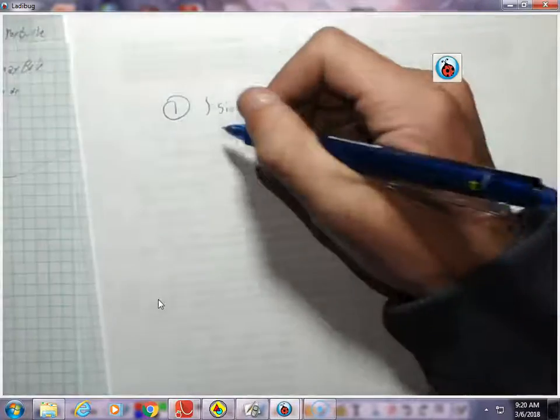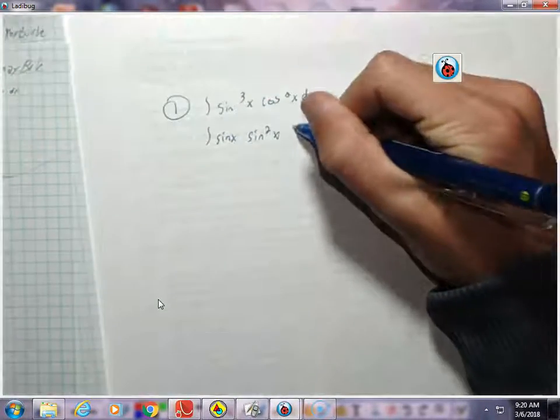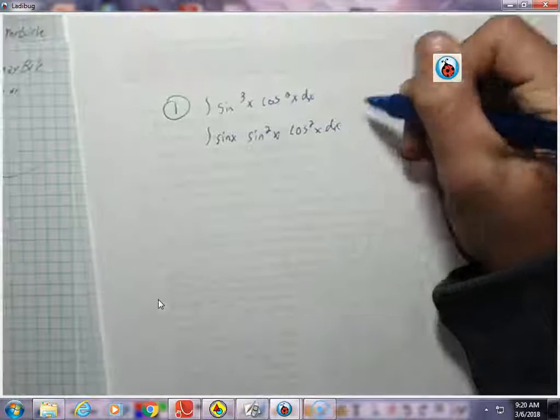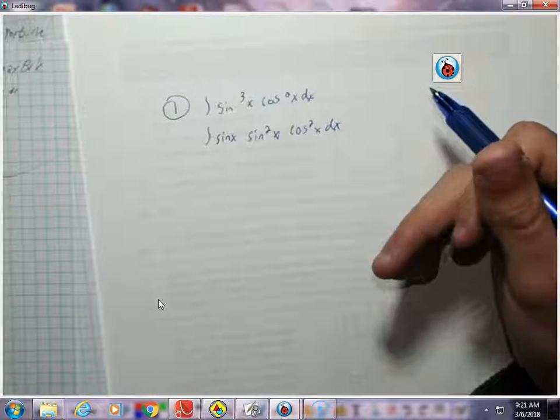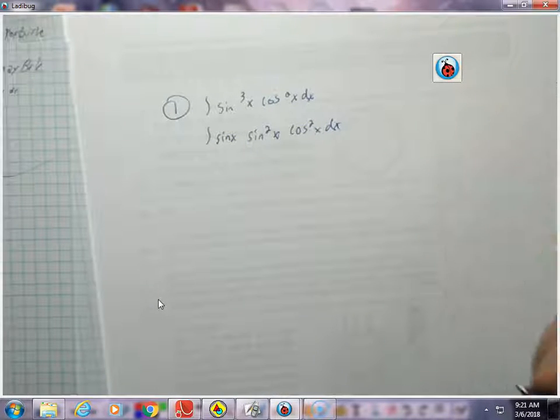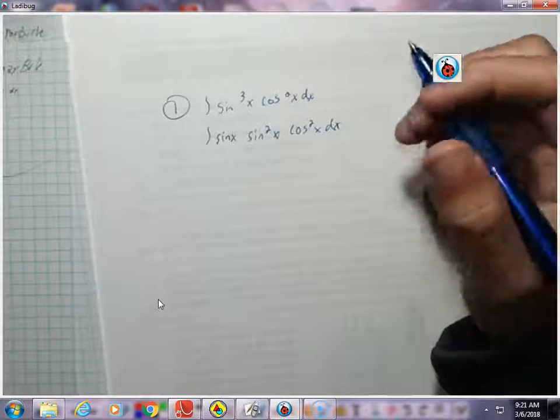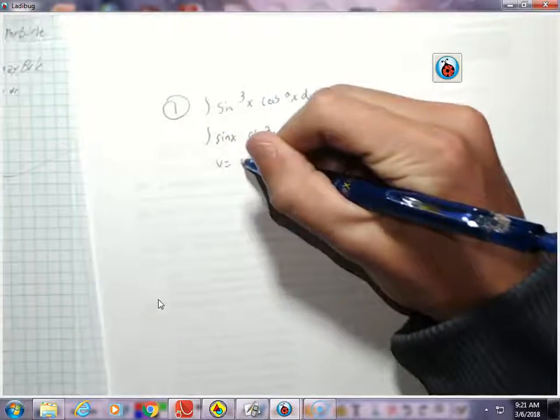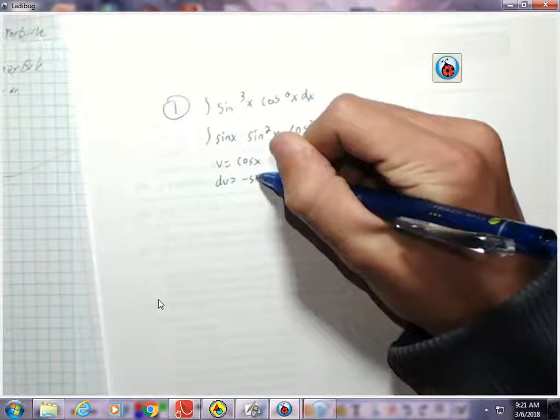If you look at the useful integration techniques, it says that if you have a situation like this, you should split it up into sine x, sine squared x, and cosine squared x dx. And it also says that in cases like this you are supposed to use substitution for cosine x. So I set u equal to cosine x, and du is equal to negative sine x.